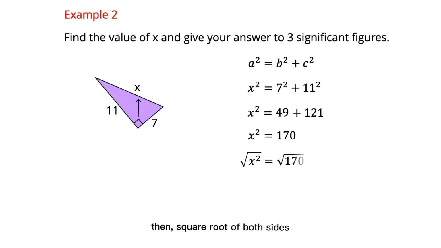Then, square root of both sides. Since 170 is not a perfect square, it cannot be square rooted as a whole number. So we can use a calculator or a 4-figure table to find out its value. The value of x is 13.6.